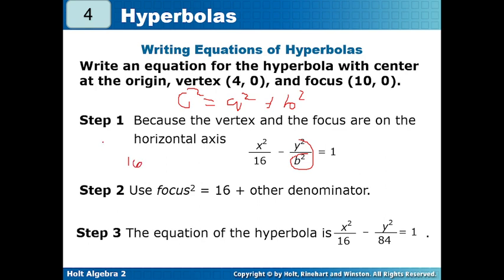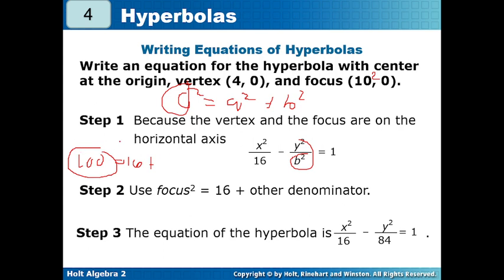It is 16. And what's the value of your c? That is 10, but you need to square it. So 10 squared is 100. So in this case, we're going to add something to 16 in order for you to find 100.